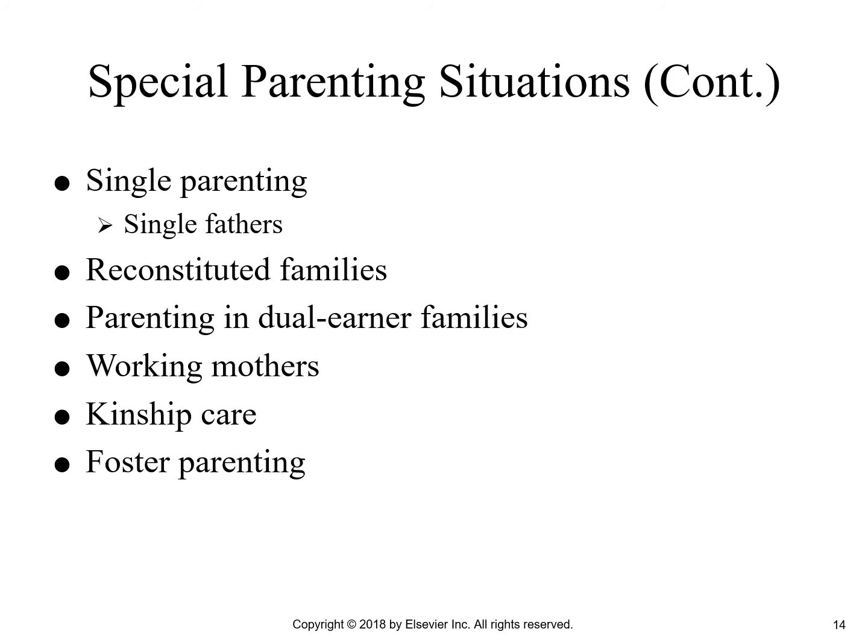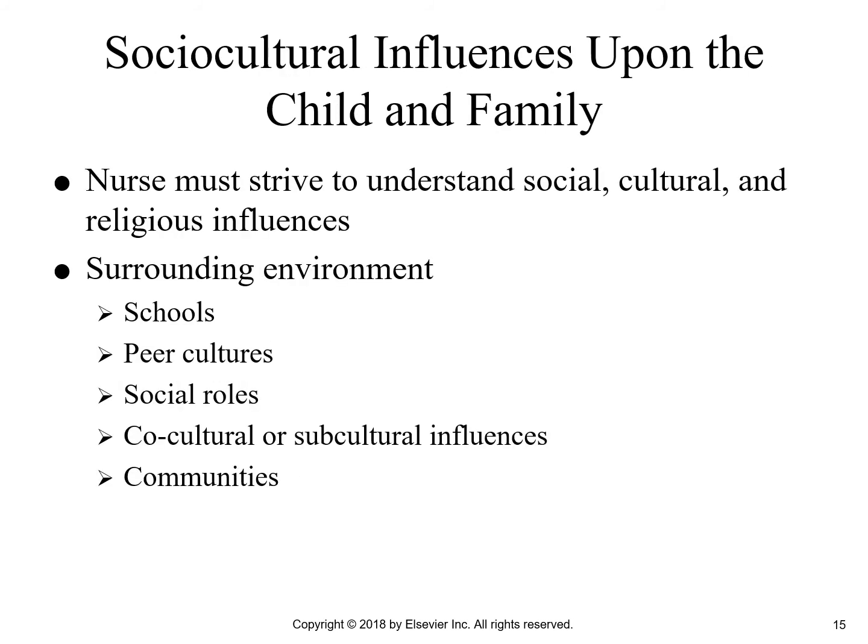When a child enters school, their radius of relationships widens. The nurse must strive to understand social, cultural, and religious influences. The surrounding environment has a big influence on the child. When a child enters school, their radius of relationships widens to include peers and a new source of authority. Peer groups have a great impact on the child. Peers will influence them and teach them things you did not even know they were aware of. So know your children's friends.